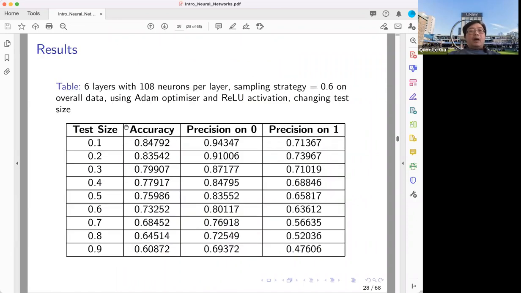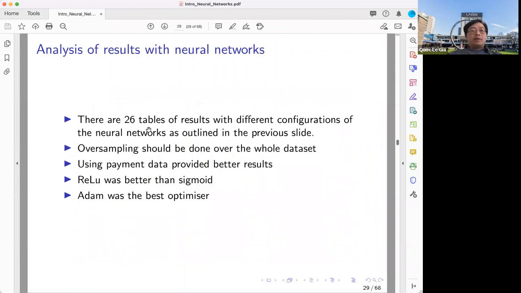And then a table of results looks like this. You see that for a different test size, your accuracy can change. This one is 90% training set and 10% for testing. And then you see the accuracy is 0.84, so 84% accurate. And then we try many combinations. There are 26 combinations in total, and we try to draw conclusions.